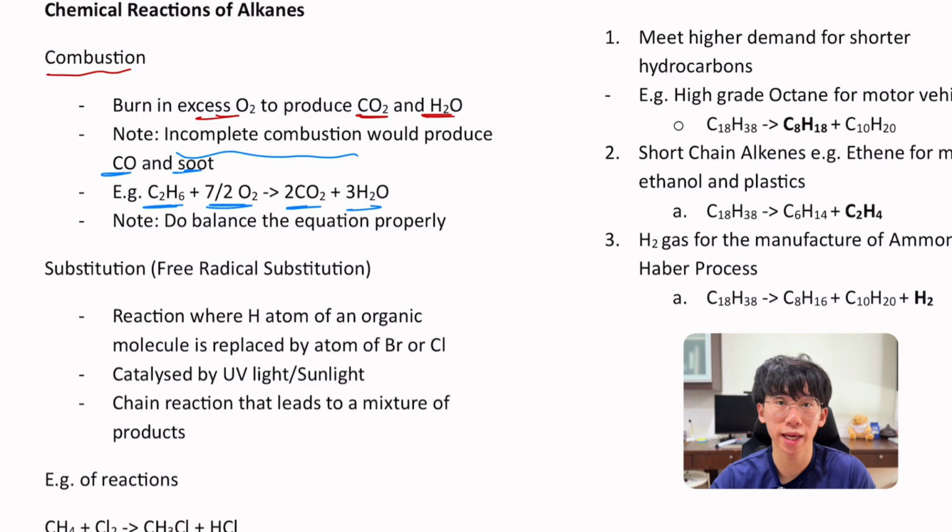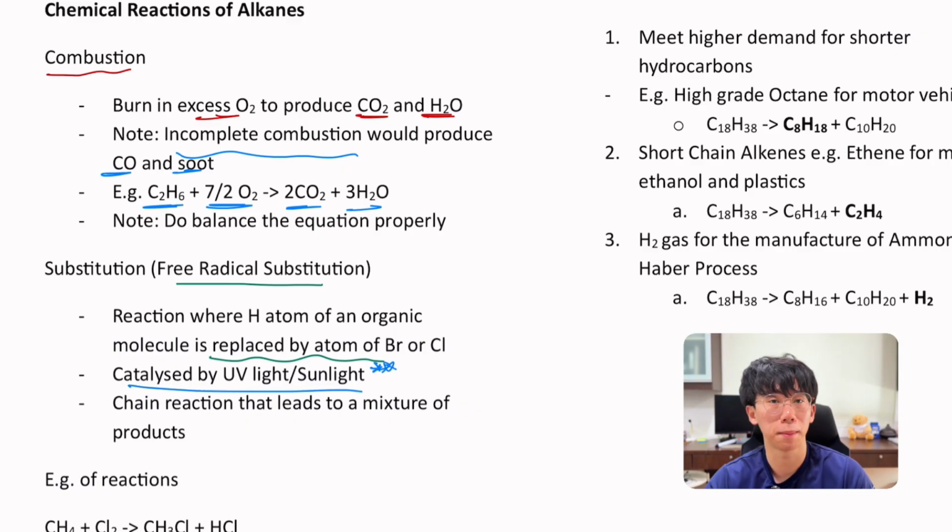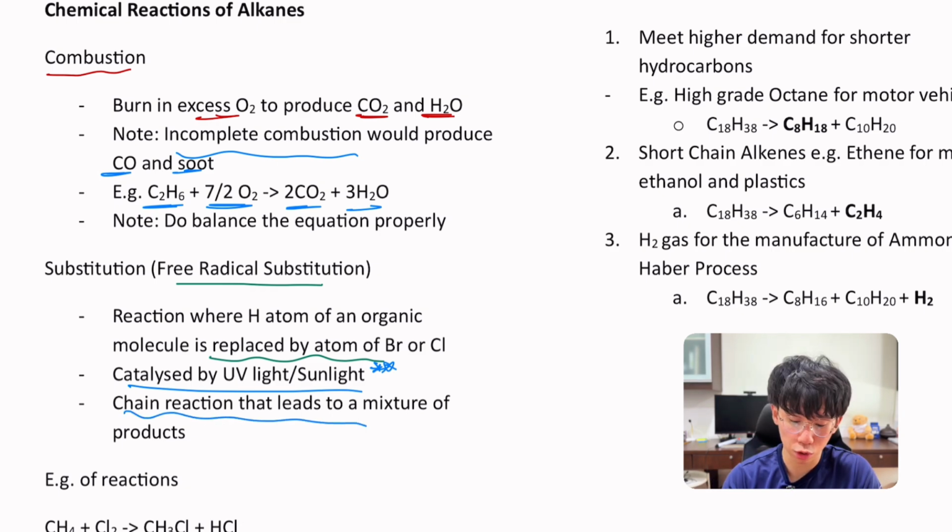Another reaction that alkanes typically go through is a substitution reaction. The name of this reaction is specifically free radical substitution. This is a reaction where the hydrogen atom of the organic compound is being replaced by an atom of a halogen, like bromine or usually chlorine. This is catalyzed by UV light or sunlight, which is important for you to know because you need to know the reagents and conditions for specific reactions for a functional group. This is also typically a chain reaction that leads to a variety of different products. The reason is that radicals are very reactive and will react in any unpredictable fashion.